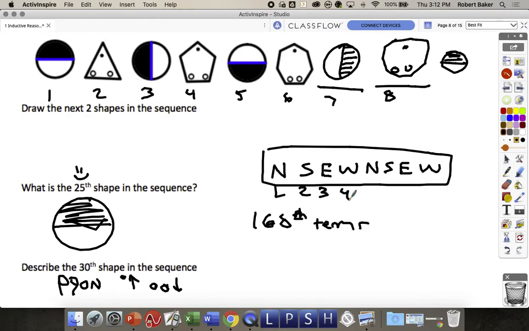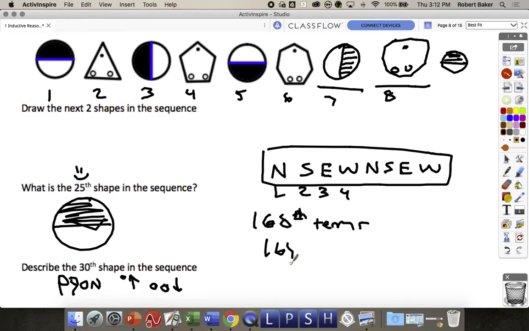1, 2, 3, 4, 5, 6, 7, 8, the same thing as 4. So any multiple of 4 would be west. 4, 8, 16, 32, 64, or 20, 40, 60, 80, 100, 160, 164, 168. Count by 4s. That's how you get to your number. What about 2s? If you count by 2s, it wouldn't work because it's a four-term series. So if it was the 169th term, I could get to 168, then I'd have to count 169.